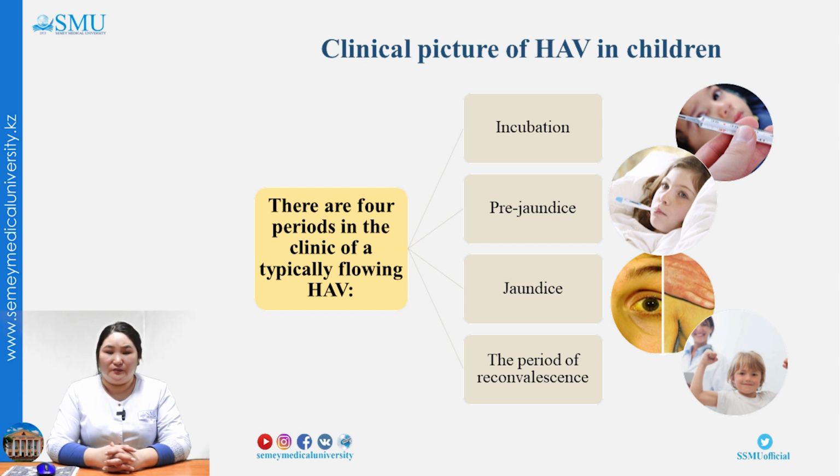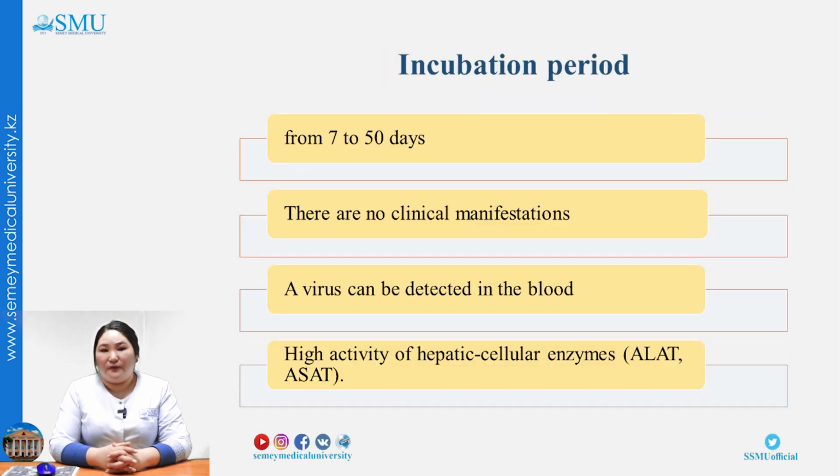And the clinical picture of HAV infection has 4 periods. First of them, the incubation period. Next, the prodromal period, called the pre-jaundice period. Then the icteric period, called the jaundice period. Then post-jaundice, or the period of reconvalescence. The incubation period of HAV infection lasts up to 50 days, on average 45 days. There are no clinical symptoms in this period, but the virus can already be detected in the blood, and by biochemical blood analysis you can find increased activity of liver enzymes like ALT and AST.